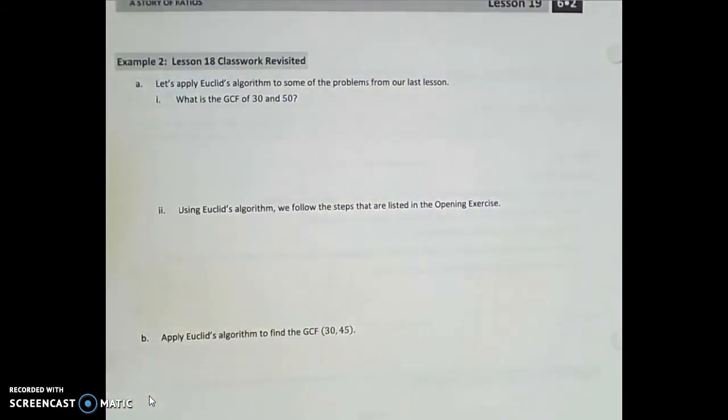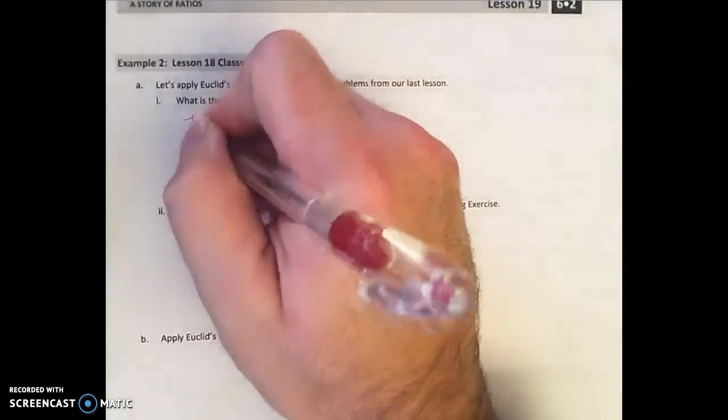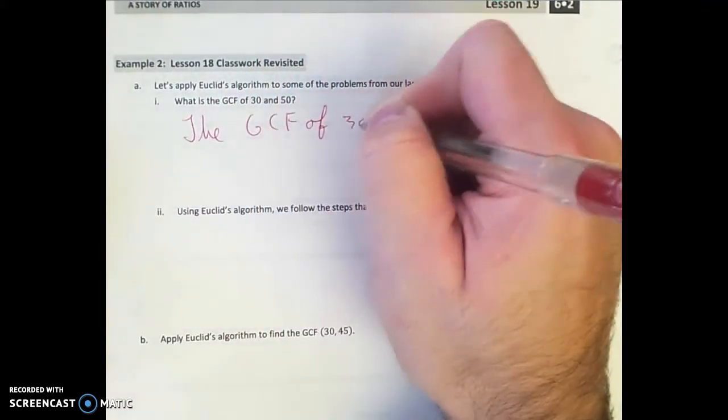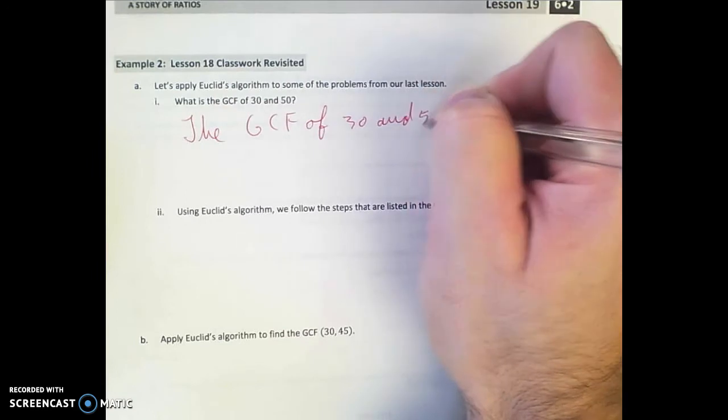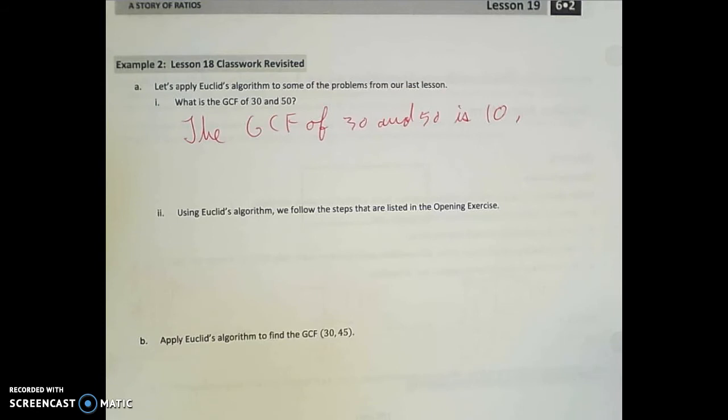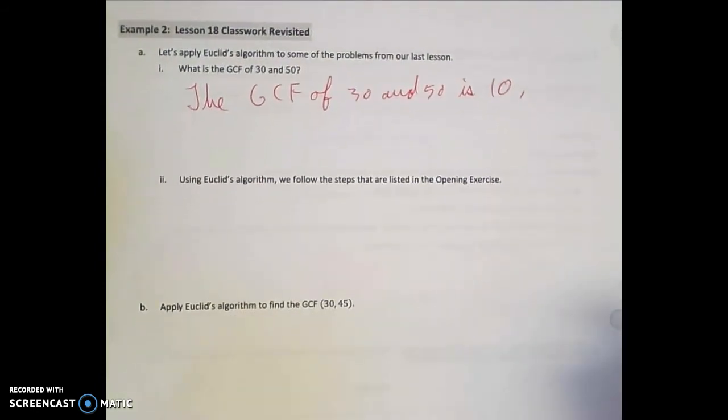So let's look at Euclid's algorithm to solve some of the problems from our last session. So what is the greatest common factor of 30 and 50? Well, we know from our work in lesson 18 that the GCF of 30 and 50 is 10. Now we take a look at using Euclid's algorithm.